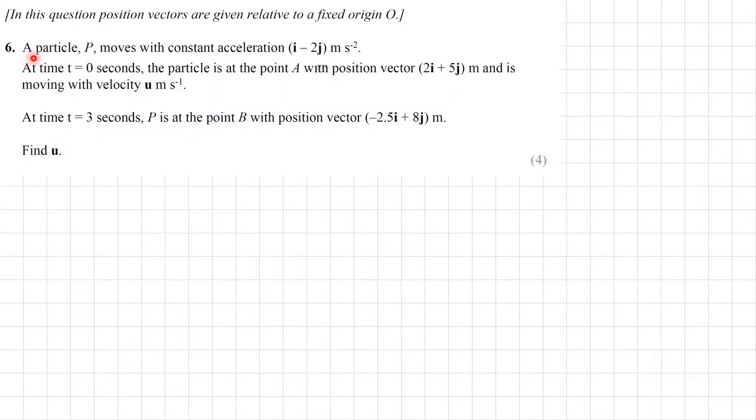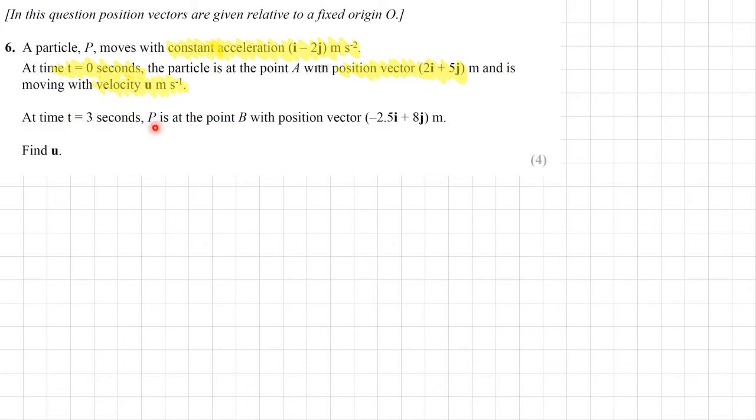Question 6. A particle P moves with constant acceleration i minus 2j, so let's highlight that. Constant acceleration. So as soon as I see constant acceleration, I need to be thinking about SUVAT. This is not differentiation or integration or calculus. At time t equals 0 seconds, the particle is at point A with position vector 2i plus 5j. So when t is 0, its position is 2i plus 5j and it is moving with velocity u. So this is also at t equals 0.